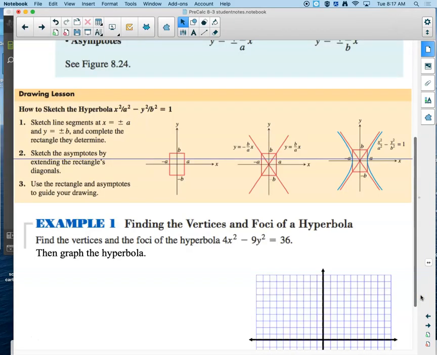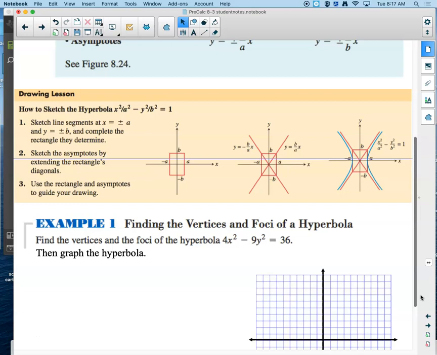So number one is how to sketch those hyperbolas once we recognize they're hyperbolas. Sketch the line segments x equals plus or minus a, y equals plus or minus b, and complete the rectangle that they determine. So if we figure out, hey, x squared is first, this is going to be a horizontal one, I need to go a units horizontally. Then we'll look for b squared and figure out b, and go up and down b units. That creates a rectangle, a little box for us.